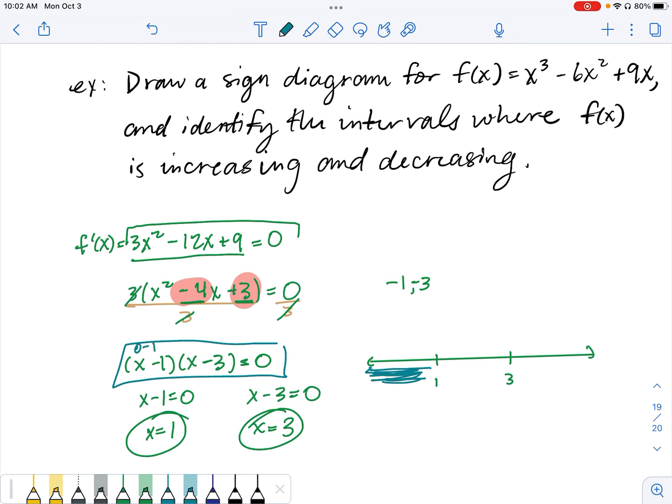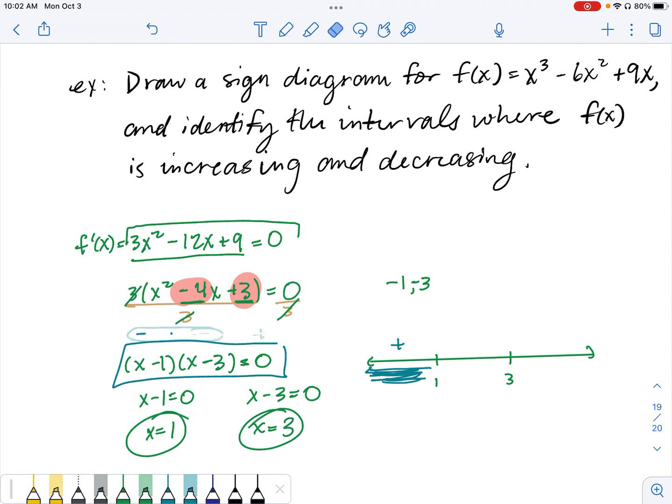0 minus 1 gives me a negative. 0 minus 3 gives me a negative. And I have a negative times a negative, which is a positive. So a number less than 1 is always going to give me a positive output because I'll get a negative in my first factor and a negative in my second, and those will become positive when I multiply them together.